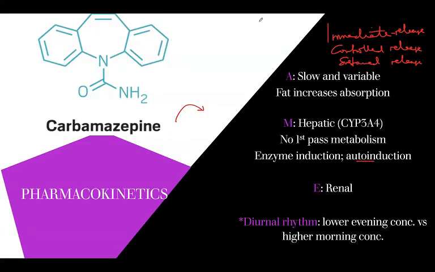So one other thing I want us to look at is the diurnal rhythm that is associated with carbamazepine. Usually in the mornings, we have higher concentration of the carbamazepine in the serum as compared to evening. And so it means that if we relate the concentration of the drug to the effect of the drug, then the drug may work better in the morning than in the evening.